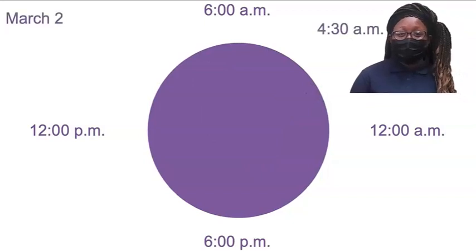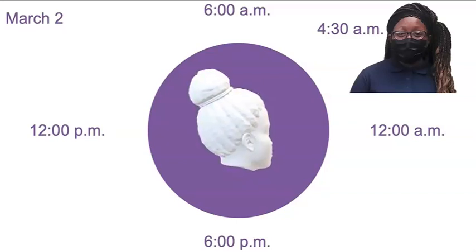The moonrise on March 2nd is about 1 hour later at 4:30 a.m. Which way does our model need to turn? What do you predict? Let's see if your prediction is correct. If you said Earth needs to rotate counterclockwise so that the moon comes into view at 4:30 a.m. over the eastern horizon, you got it.